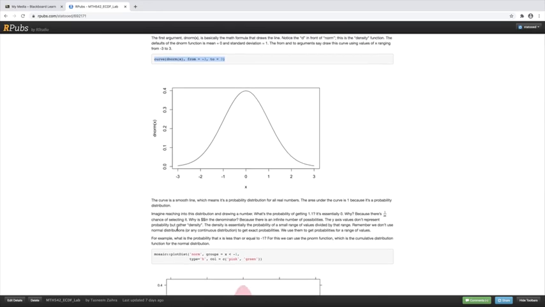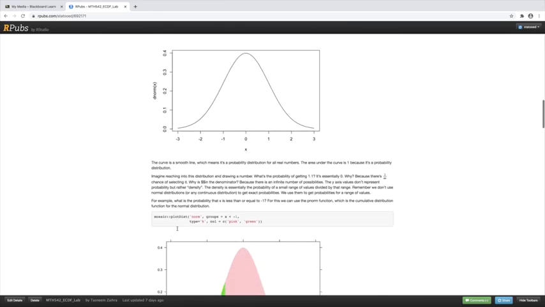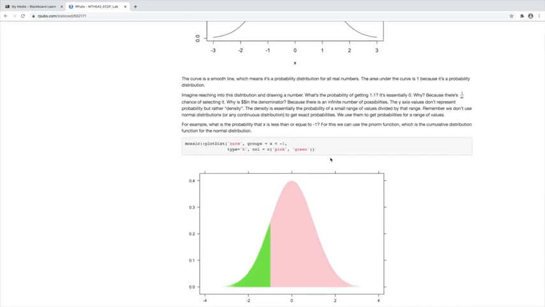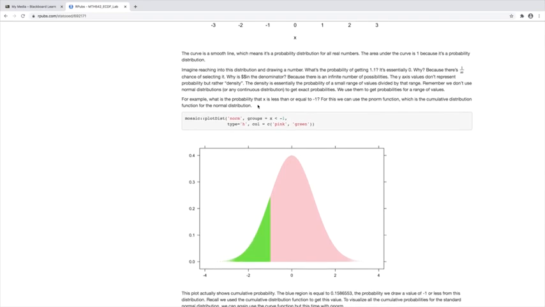Imagine reaching into this distribution and drawing a number. What is the probability of getting, let's say, less than 1.1 or whatever that number is? The probability of getting an exact number is essentially 0 because there is 1 over infinite chance of selecting it. Why is infinity in the denominator? Sorry, there is a typo here, because there is an infinite number of possibilities. The y-axis values don't represent probability, but rather density. The density is essentially the probability of a small range of values divided by that range.